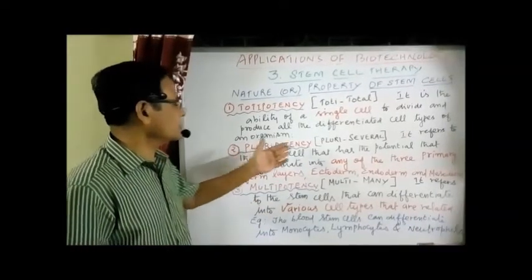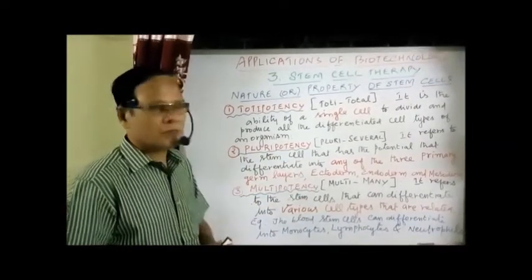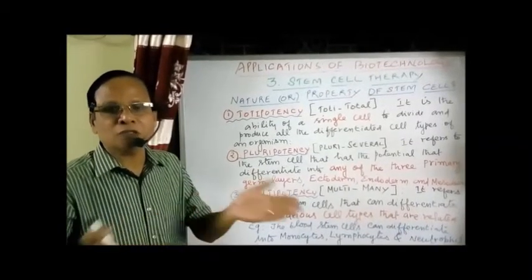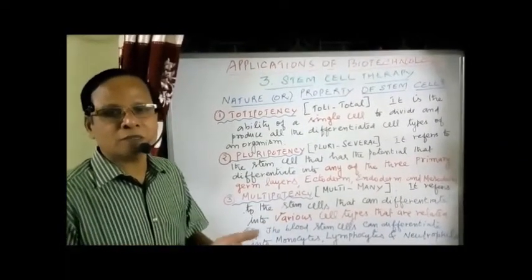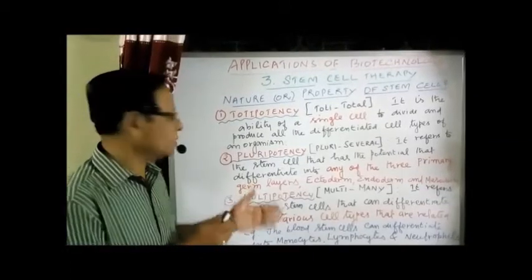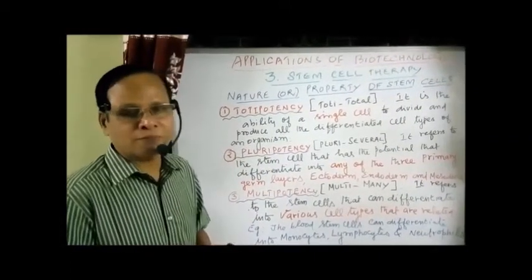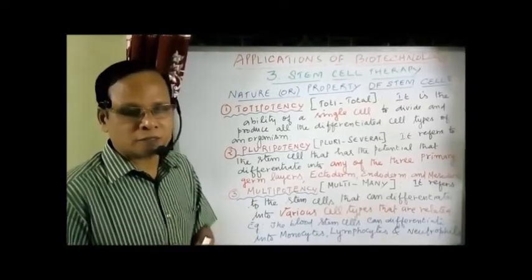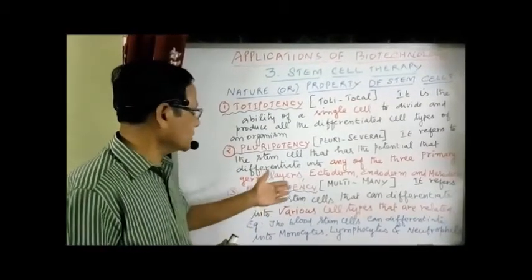Now the second one, pluripotency. Pluri means several. So it refers to the stem cells that can differentiate into the 3 germ layers, either ectoderm or endoderm or mesoderm. That property is called pluripotency. The cells are called pluripotent. They give rise to only the 3 germ layers. The next one is what we call multipotency.